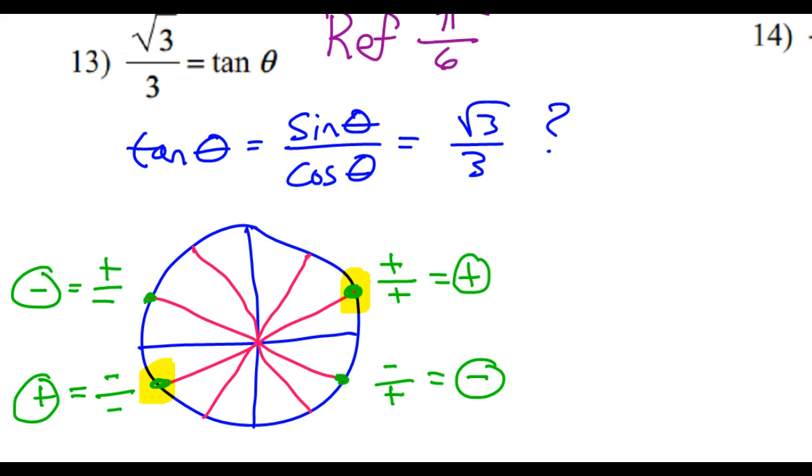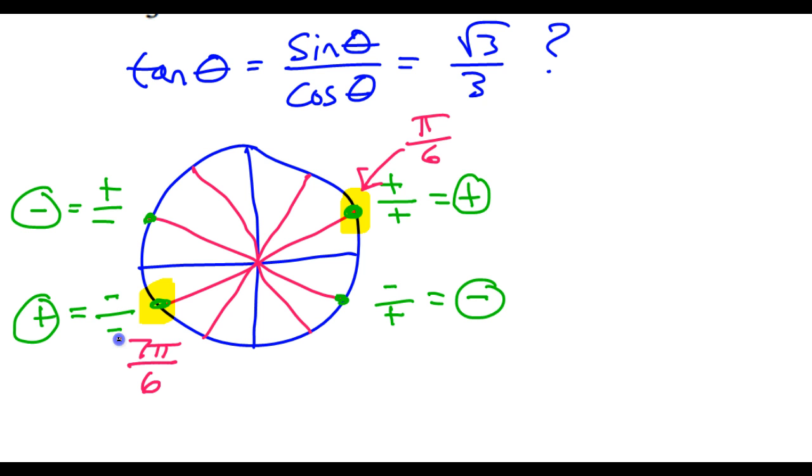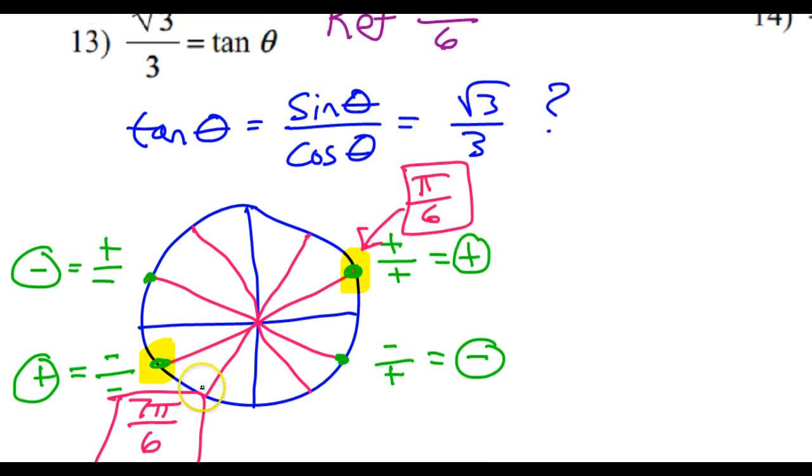Now, what are they? Okay, well, the first one is just simply pi over 6. Okay, because it's like 1 pi over 6. But then it's 2, 3, 4, 5, 6, 7 pi over 6 is the other one. So these are the two answers, pi over 6 and 7 pi over 6.